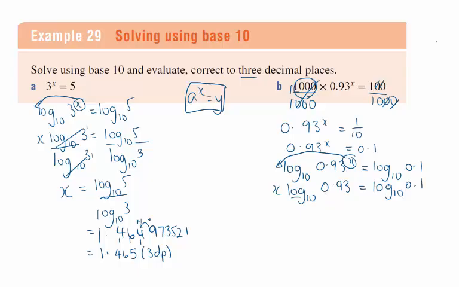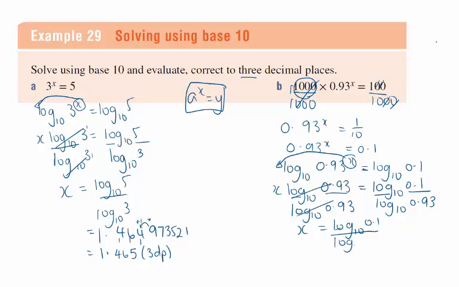Right, now my next step is to get rid of this on the left hand side, so you divide by it, because remember, anything divided by itself is 1. Law of the universe says whatever you do to one side, you must do the other. Okay, so now I've got x equals log base 10 of 0.1 divided by log base 10 of 0.93. Put that in your calculator.